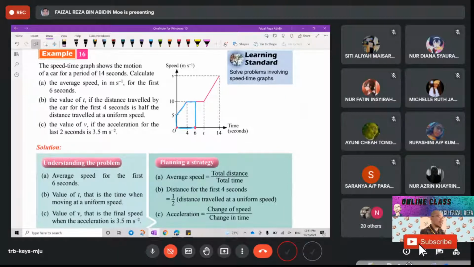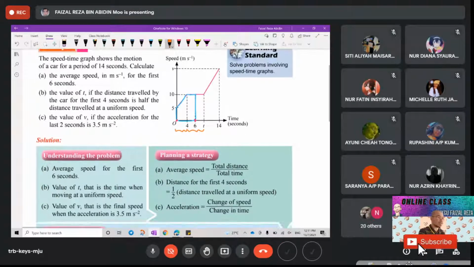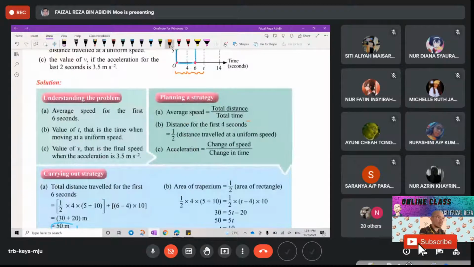Okay, that is already given over here. For the first 4 seconds, half the distance is traveled at the uniform speed. So what can you say over here? You are going to make an equation. The distance for the first 4 seconds is going to be half of the distance traveled at a uniform speed.